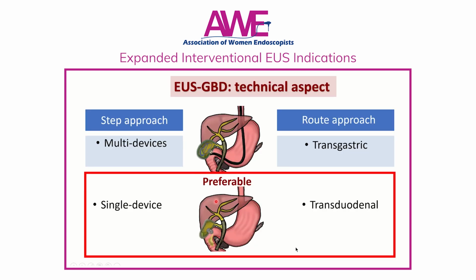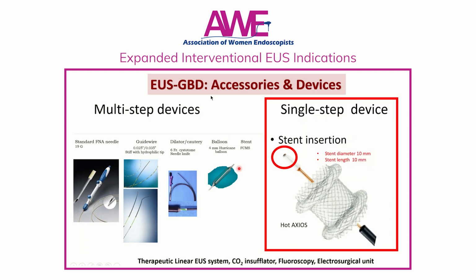From the technical standpoint, a transduodenal approach with a single-step device is the preferable method for EUS-guided gallbladder drainage. And here are some devices and accessories to be used for gallbladder drainage. The procedure involves puncturing of the gallbladder using a 19 gauge FNA needle, wire placement, dilation of the tract, and stent placement. However, if we have a single-step device, all these steps can be combined into one step, and it's a lot easier to do.